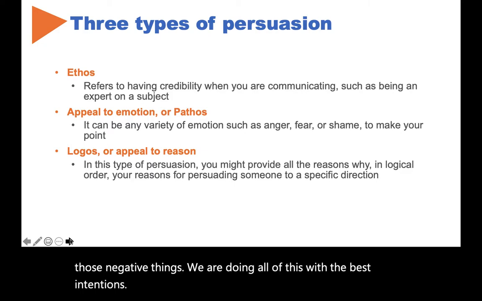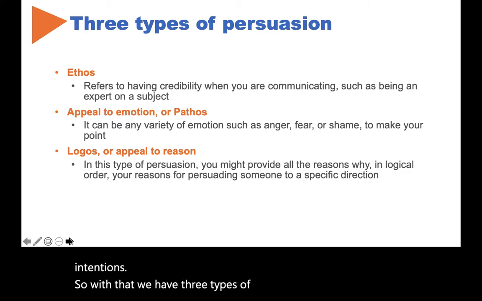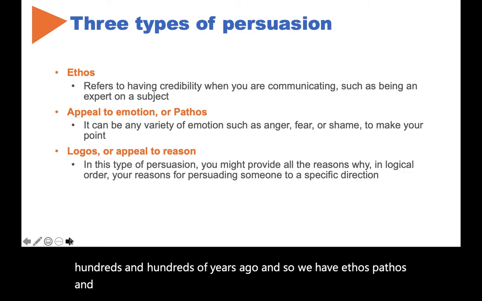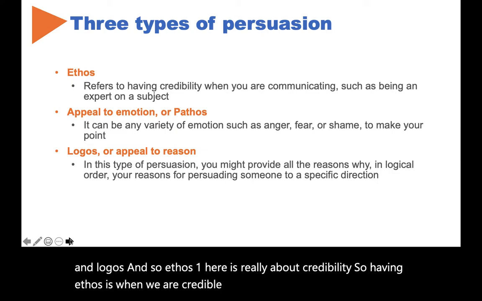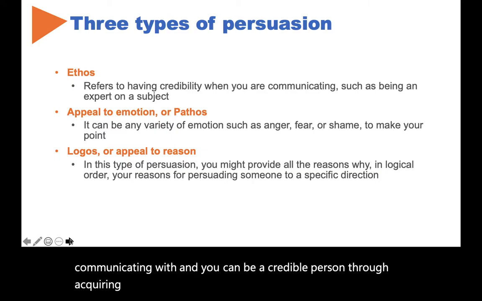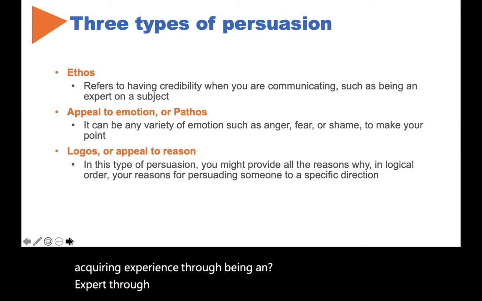So with that, we have three types of persuasion that come from hundreds and hundreds of years ago. And so we have ethos, pathos, and logos. Ethos, number one here, is really about credibility. So having ethos is when we are credible to the person we are communicating with. And you can be a credible person through acquiring experience, through being an expert, through acquiring education, etc. So having credibility through your experiences, education, position, title gives you ethos, and that helps you to persuade others.